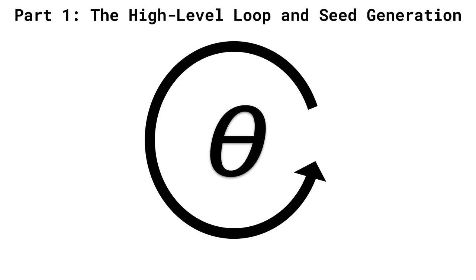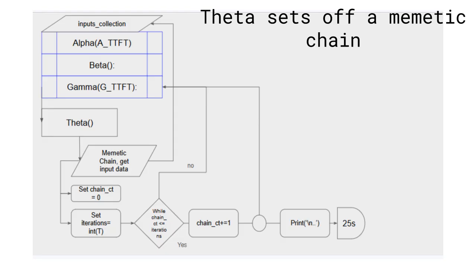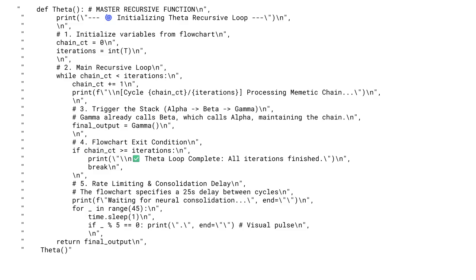Part 1. The high-level loop and seed generation. So the research begins with the theta loop, the master process designed to trigger a chain of recursive metacognition. The system initializes by calling alpha, which serves as the primary model invocation. The immediate goal is the generation of fresh seed thoughts. At this stage, the system faces a critical decision diamond.